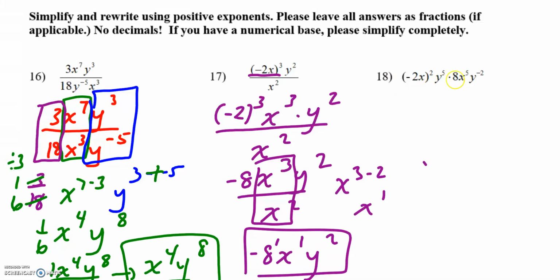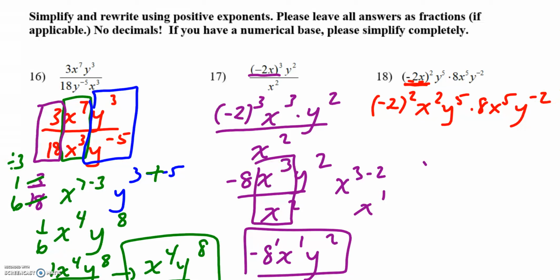So when I look at 18, I notice again that I have these parentheses that I'm raising to a power here. So I'm going to get rid of the parentheses first and have negative 2 to the second power and then x to the second power because there's two bases inside. Then I'm just going to recopy everything else that I see.